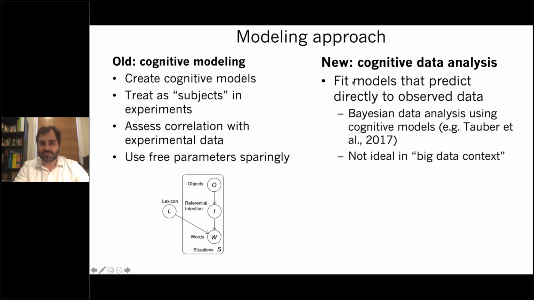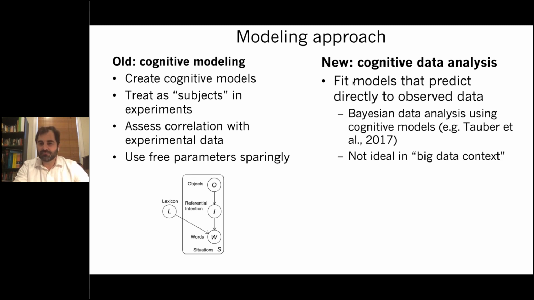And the idea in this approach is to fit models that predict directly to the observed data. I think one really nice piece of work that proposes this approach is Tauber et al. 2017. They talk about moving to Bayesian data analysis using cognitive models as part of the analytic approach, but also instantiating linking hypotheses that link between the cognitive model and the data. This is an inspiring paper that suggests really nice approaches for dealing with this in experimental data analysis contexts.